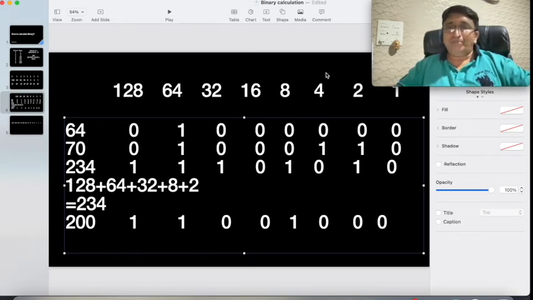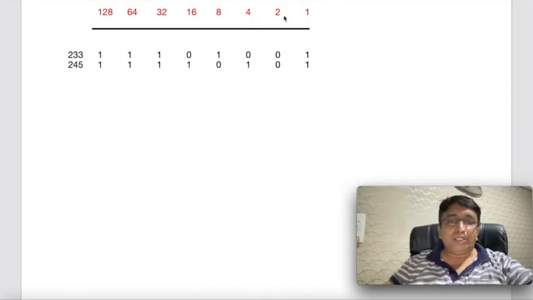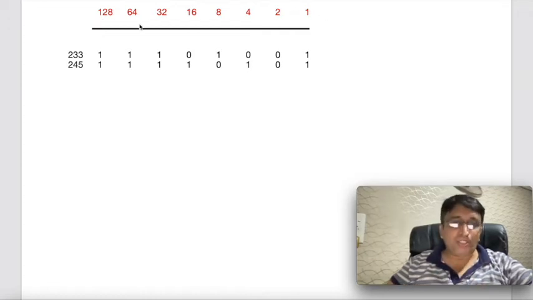Now let's find out binaries like a pro. I'm going to show you a trick. With this trick, you can find out binaries orally as well. We have our chart ready with us: 1, 2, 4, 8, 16, 32, 64 and 128. Please remember, I'm considering 8 bits because we are dealing with a byte.